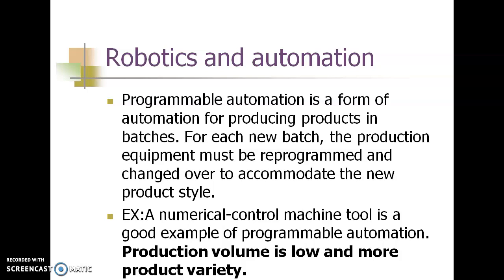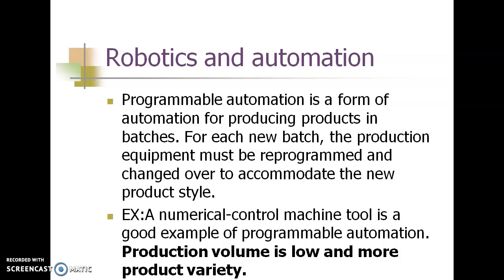So, here, when you are comparing with the previous fixed automation, the production volume is going to be comparatively low. But the product variety increases, or you can have more product variety with this type of programmable automation. A very good example is a numerical control machine tool, or CNC machine tool. In a CNC machine, whenever there is a change in the product, you have to change the program only. You are not going to change the physical configuration of the machine. Right? So, that is programmable automation.